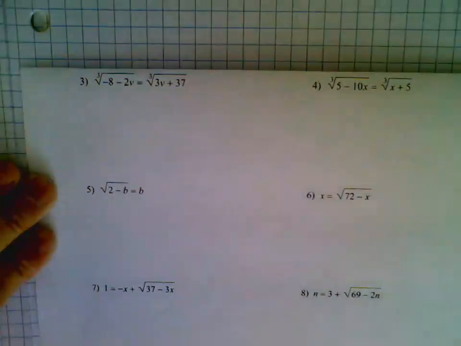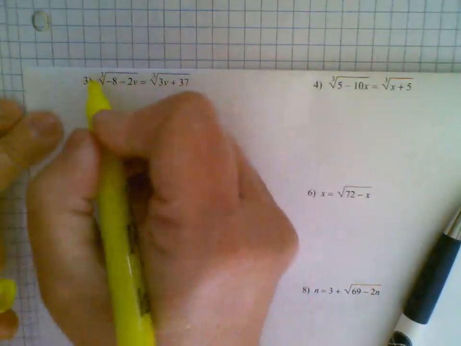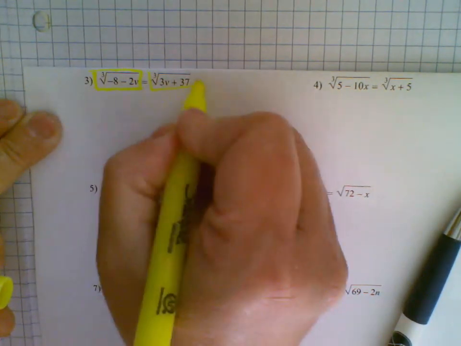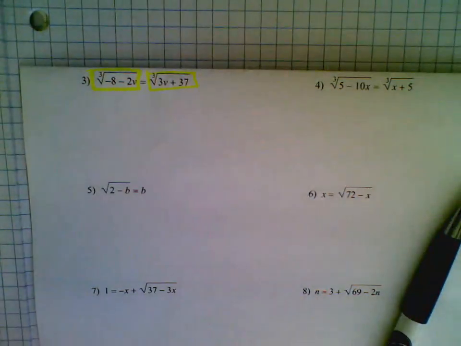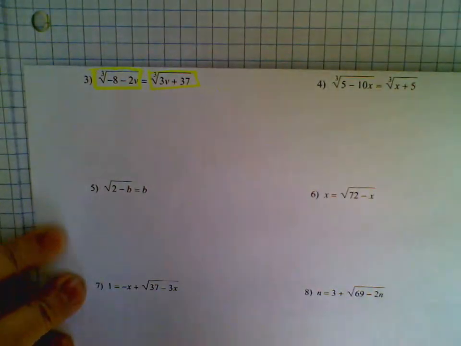All right, so first step is make sure that our radicals are isolated. Over on this side, I have a radical, and on this side, I have a radical. Neither one of them has anything added to them, or subtracted, or multiplied, or divided, so we're good.